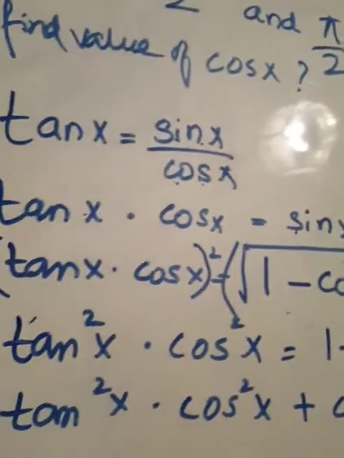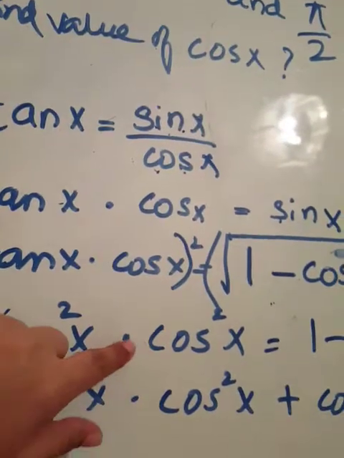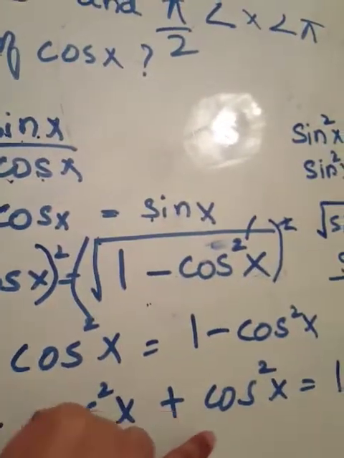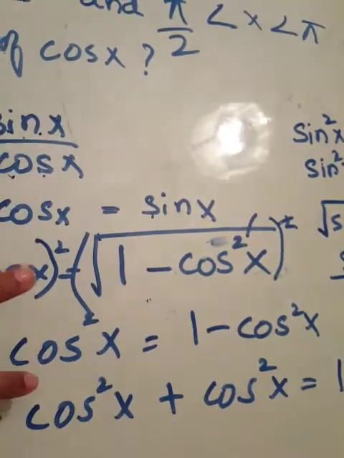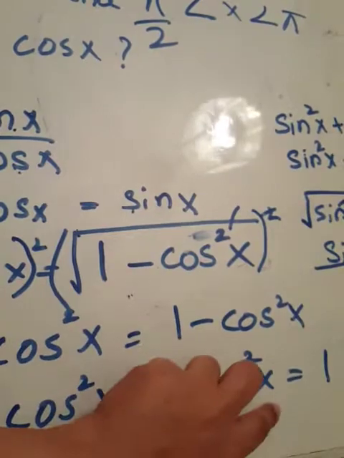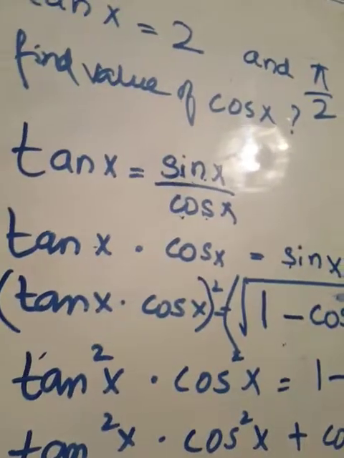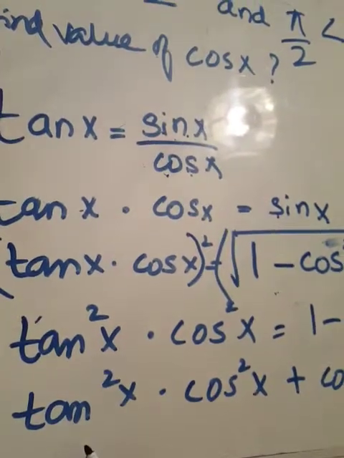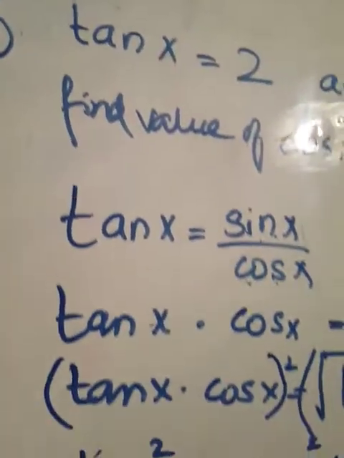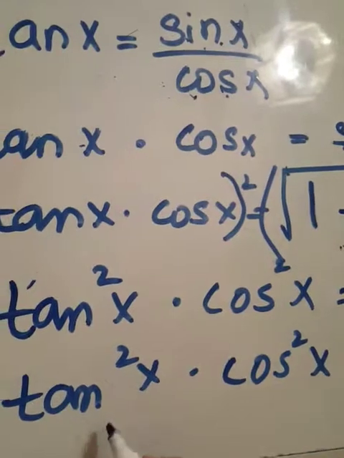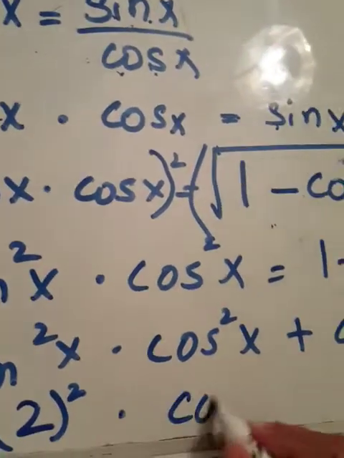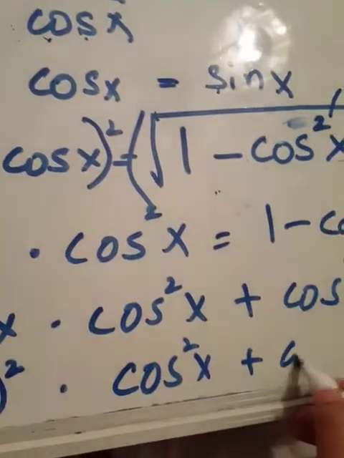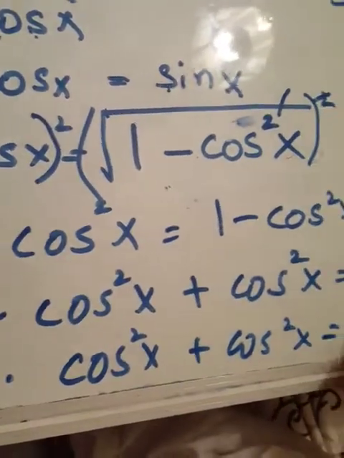So now I have written that tan square x multiplied by cos square x as it is, and I'm adding cos square x, which was subtracting over here. So I just put this cos square x over here. So it got added like this, and it is equal to 1. So now can I write my equation? And since the value of tan is given, which is 2, can I write 2 square instead of tan square? And this will be cos square x plus cos square x equals 1.